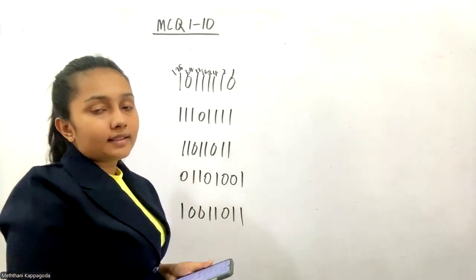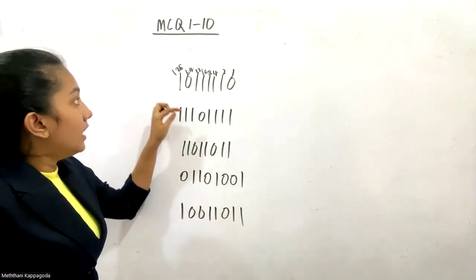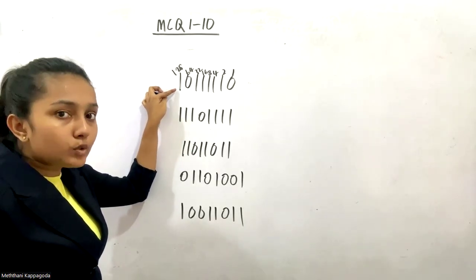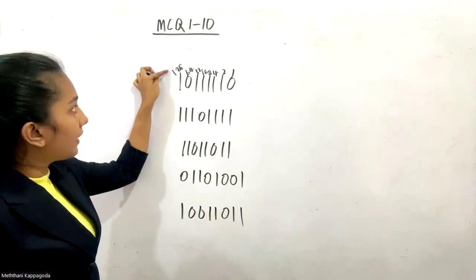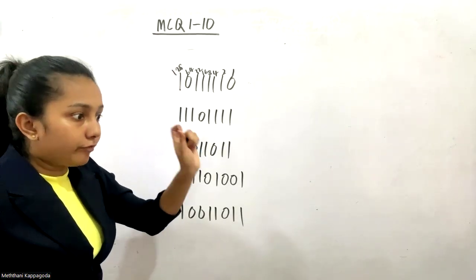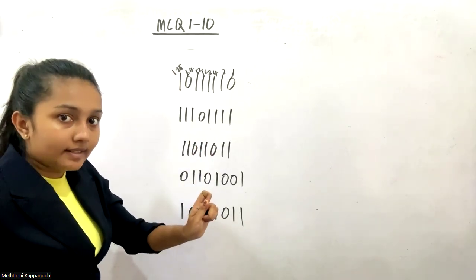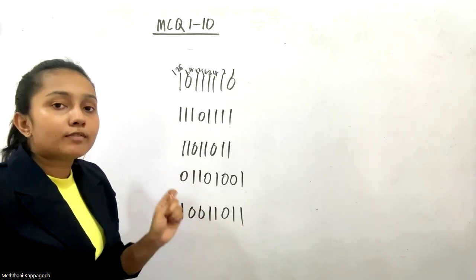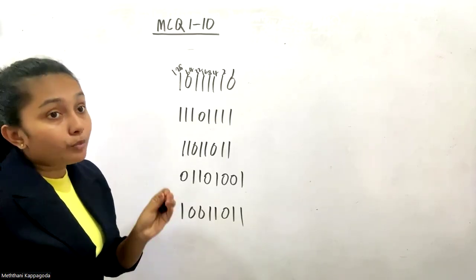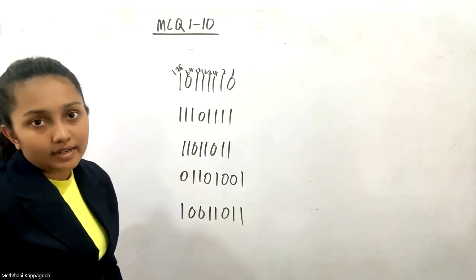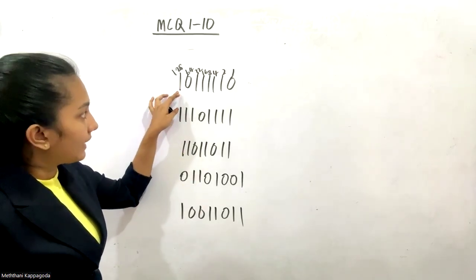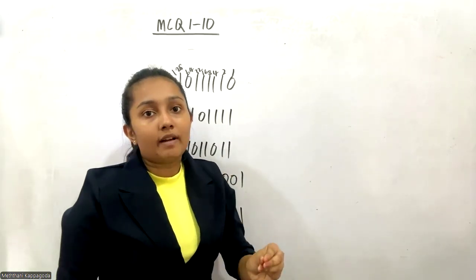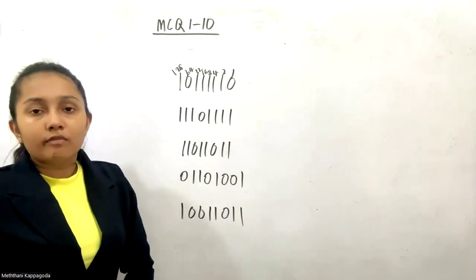Now there is an important thing. What is that? Right here, the beginning bit of the octet is 1. It means there is 128. So if the starting bit is 1, definitely the value of that binary number should be greater than 128. Because the value of that position is 128, the decimal value you get must definitely be greater than 128.